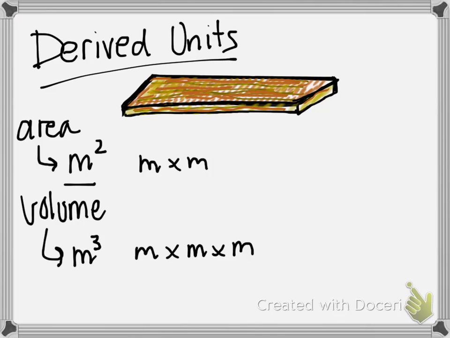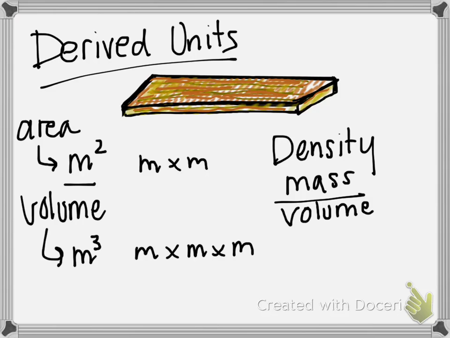Let's talk about density. Density, as you may remember, is the mass of an object divided by its volume, or the mass per unit volume. Well, what are the units that we use for mass? Typically, in the SI system, kilograms. What are the units that we use for volume? Meters cubed. So something like density is measured in kilograms per meter cubed.